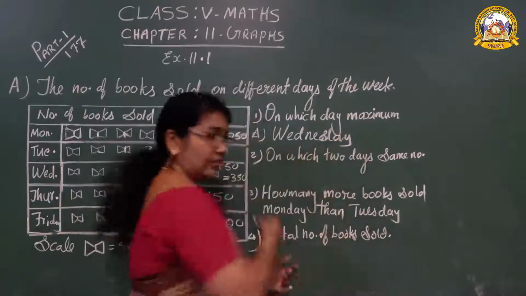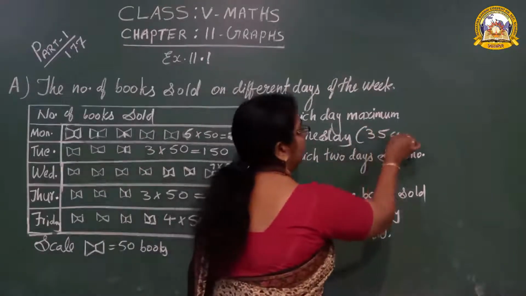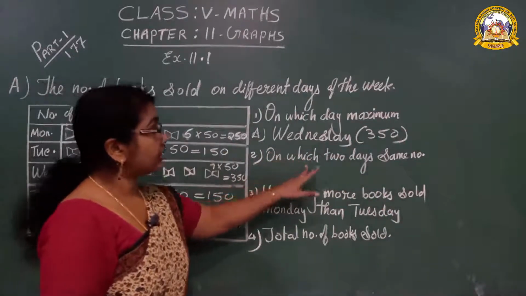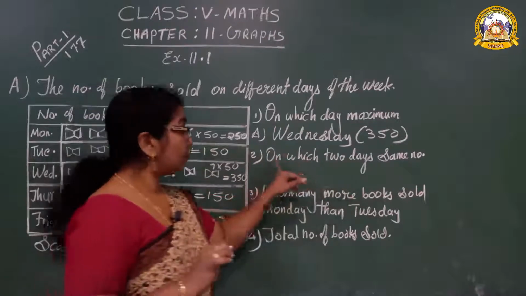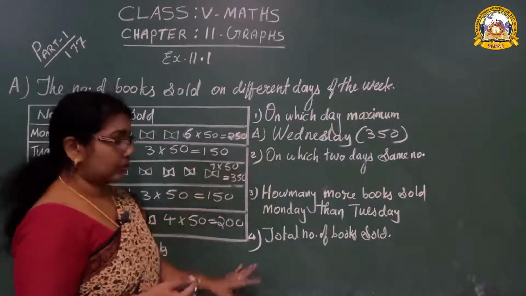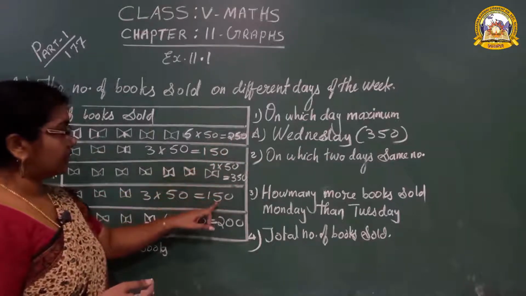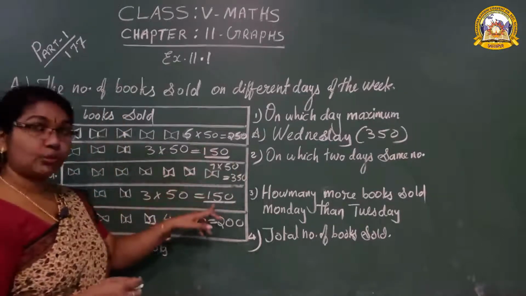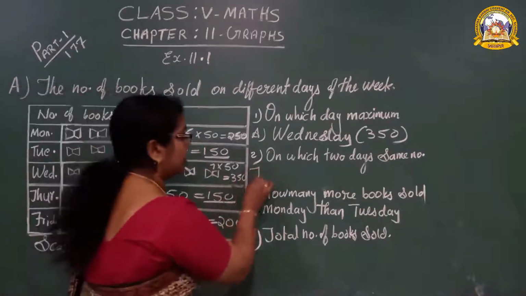Can you say Wednesday how many books were sold? In bracket you can write 350 books were sold. Second question: on which 2 days the same number of books sold? Once more, the meaning is on which 2 days the same number of books were sold. See this pictograph table. Monday 250, Tuesday 150, Wednesday 350, Thursday 150, Friday 200. Same number of books on which days? Tuesday and Thursday. You should write down the answer.